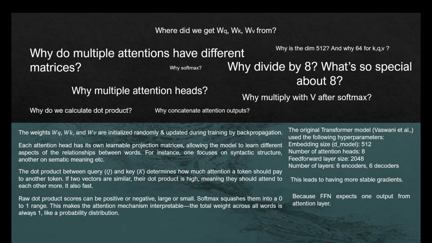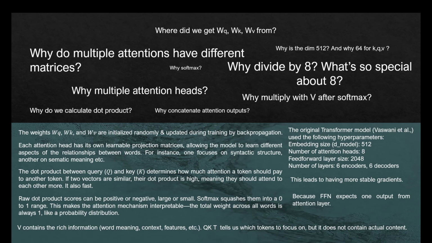Alright, now the most important question. Why are we multiplying it with the value vector after softmax, or why are we multiplying it with the value vector at all? Okay, so the value vector basically contains rich information. By that we mean it tells you about the word itself, whereas the dot product between query and key tells you which tokens to focus on, but it doesn't include the actual content. We're going to dive into a little more detail about this one.